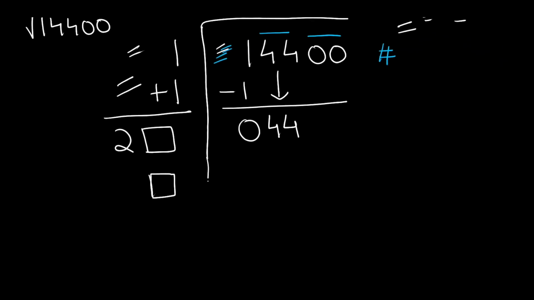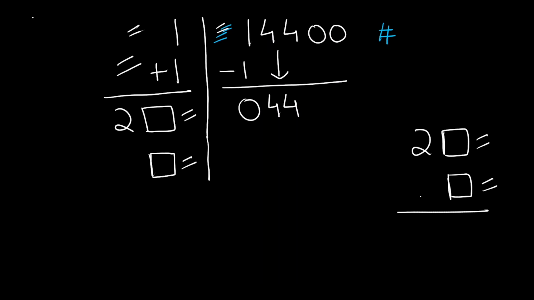And in these 2 boxes we have to fill in the same numbers. However, there's a catch over here. Now let me draw this again right over here. So over here we have 2 boxes, and in these 2 boxes we have to fill in the same number. But the catch over here is that when I multiply this, the answer should either be 44 or a number close to 44.